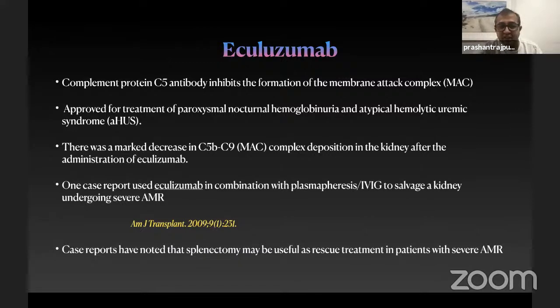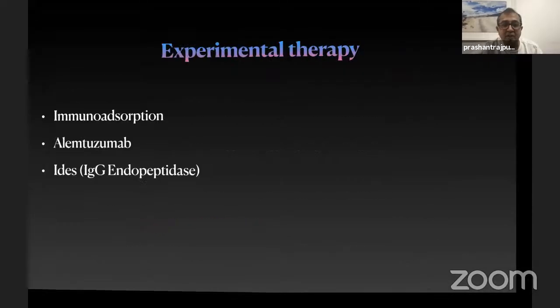There's a marked decrease of the membrane attack complex following the use of eculizumab, and there are multiple reports where you have salvaged a severe AMR following eculizumab. In patients who are refractory AMR, even splenectomy helps to ameliorate the rejection.